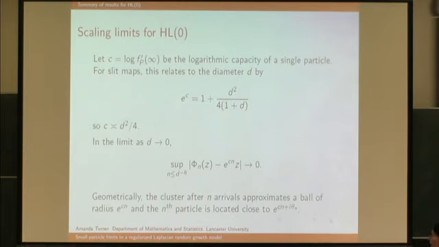We're able to do an even finer analysis that tells us that the nth particle is located very, very close to e to the cn plus i theta. So you can think of the particles arriving as the cluster just blowing up like a ball. When a new particle arrives, we have an angle corresponding to it, and you can think of that particle coming straight in on that angle and sitting on the boundary of the cluster, roughly where that angle is.